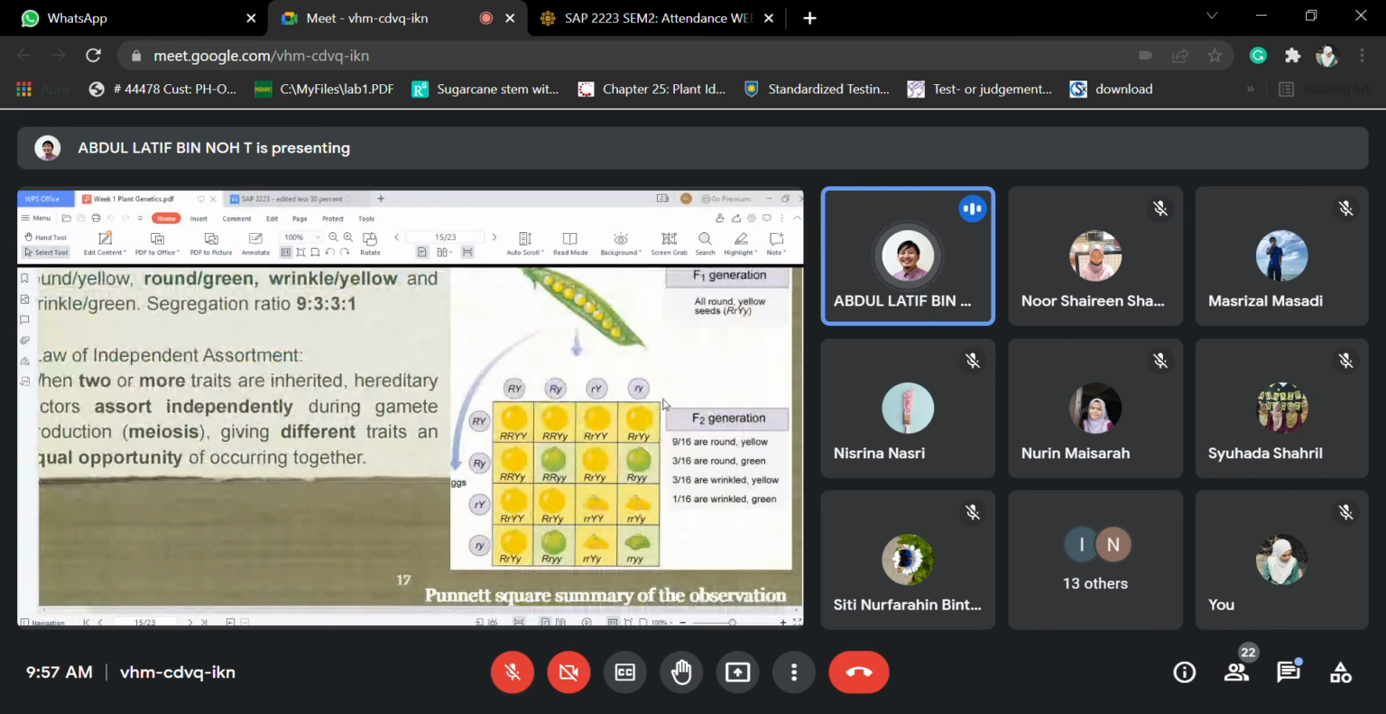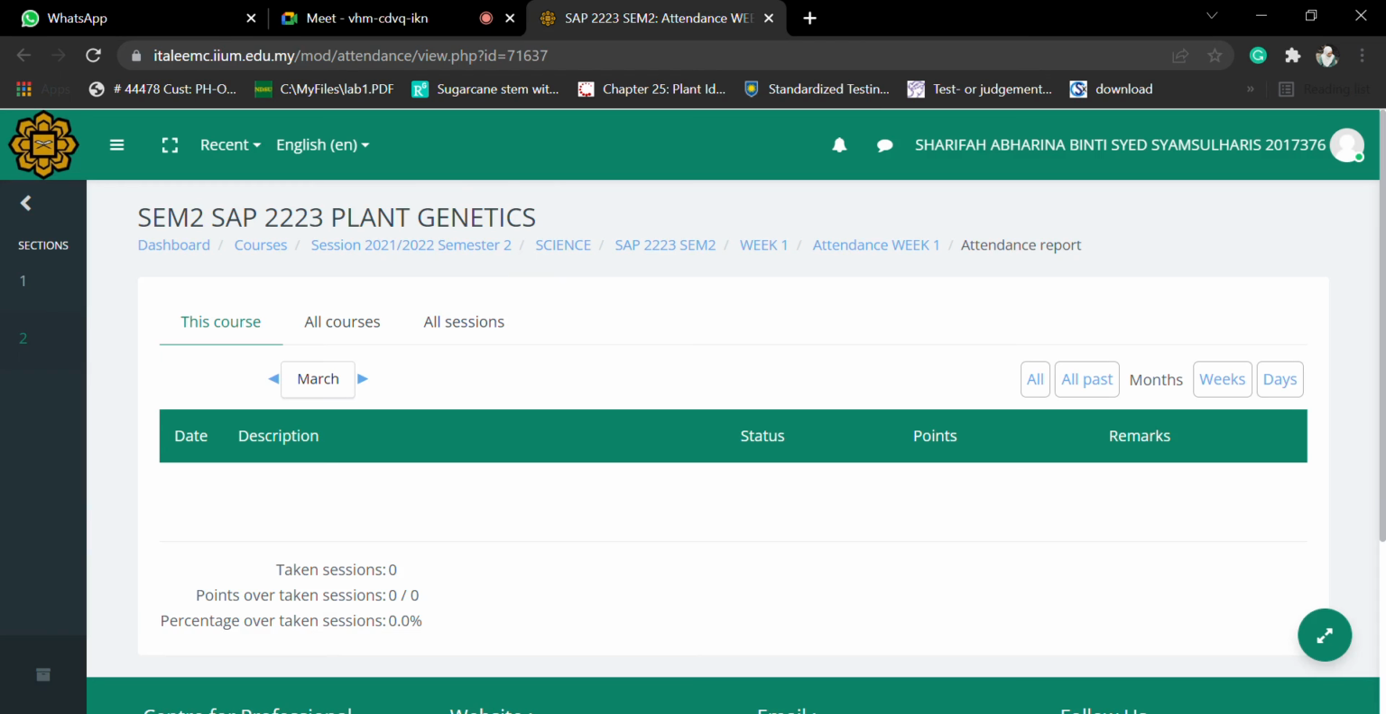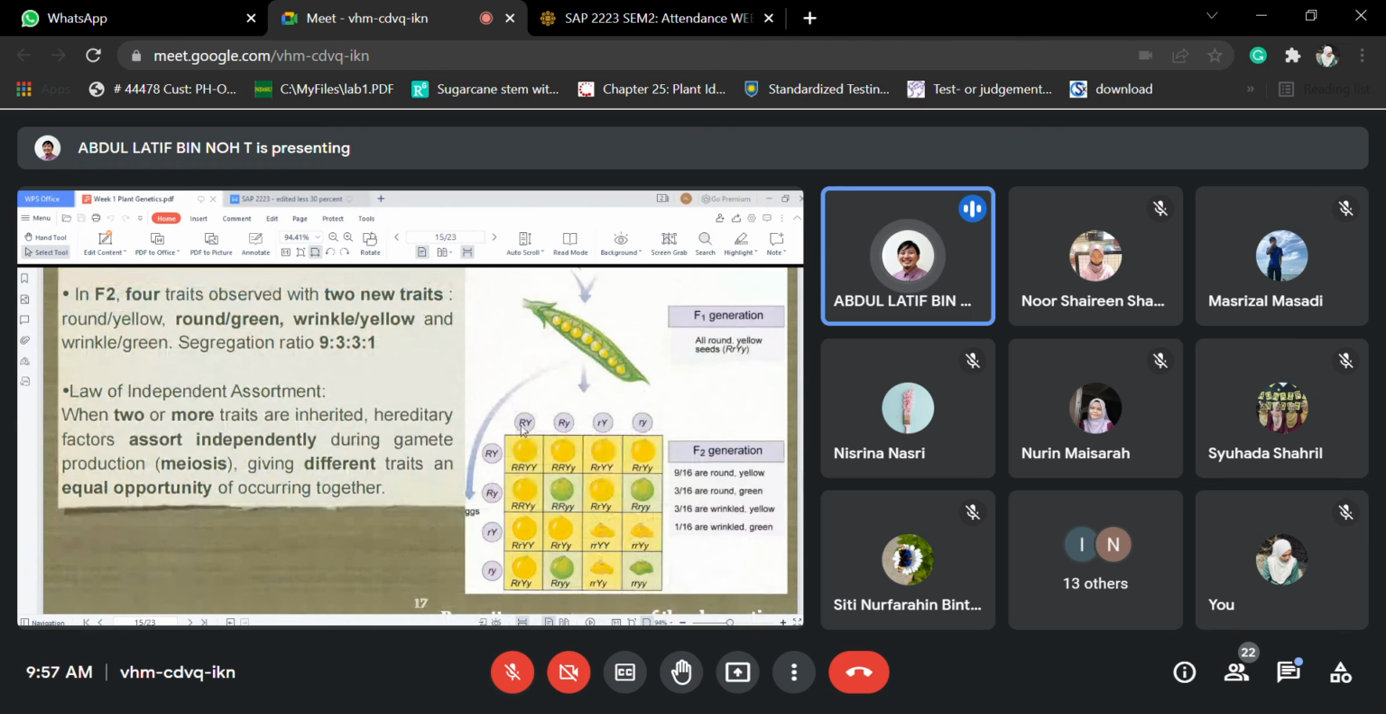So from his observation, there are new traits that emerge. Then he came up with this new law: when two or more traits are inherited, heredity factors are sorted independently during gamete production, meiosis, giving different traits an equal opportunity of occurring together. So that is how it was just now. The traits can randomly assort, but they will pair up by pairing the gametes, right? So this is where we come up with this.